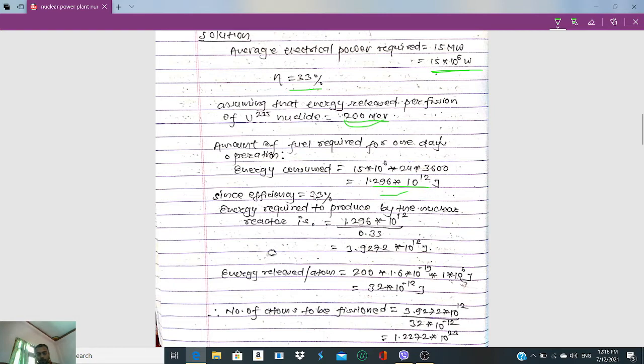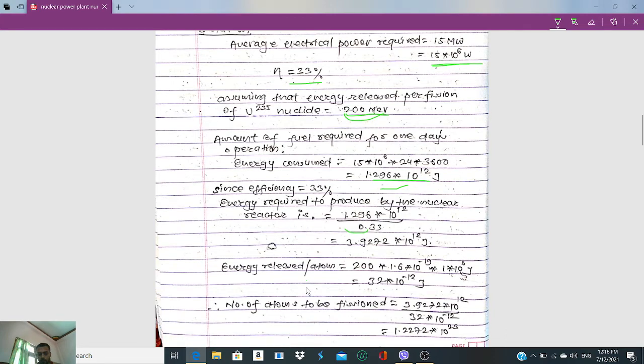And here we have the efficiency of 33%. So the energy required to be produced by the nuclear reactor is 1.296 into 10 power 12 upon the efficiency 0.33. So on calculating, we'll get 3.9272 into 10 power 12 joule. And the energy released per atom is given as 200 MeV. So 200 into 1.6 into 10 power minus 19 into 10 power 6, so we'll get 32 into 10 power minus 12. Or 200 MeV can be directly written as 200 into 1.6 into 10 power minus 13.